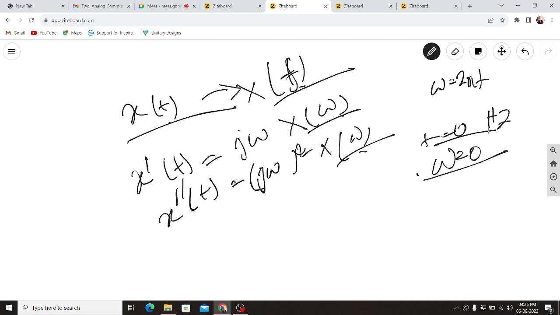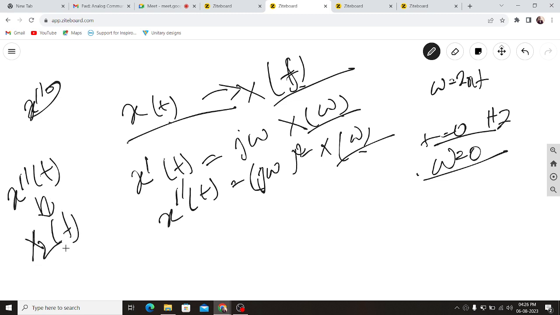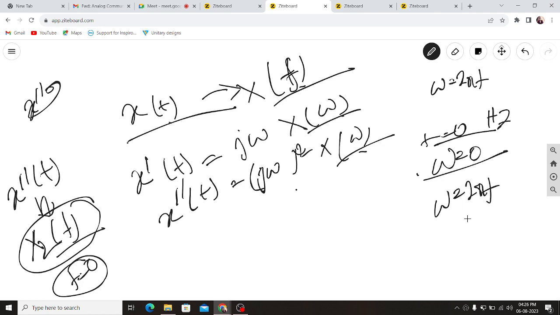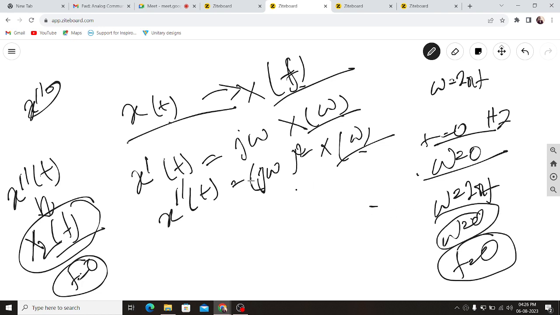Is it okay with you? Yes, sir. So the question was, I have a signal x double dash t, and I have a Fourier representation of that signal, X2 of f. What is the value of X2 of f at f equal to 0? Omega value 0. That is the only condition, omega equal to 2 pi f. So if omega equals 0, it is necessarily f equal to 0, right? Yes, sir. So that means the omega value is 0 here.